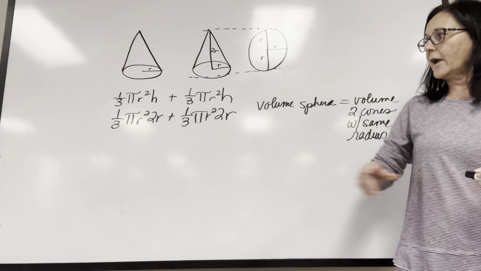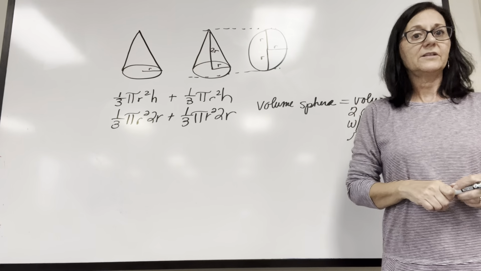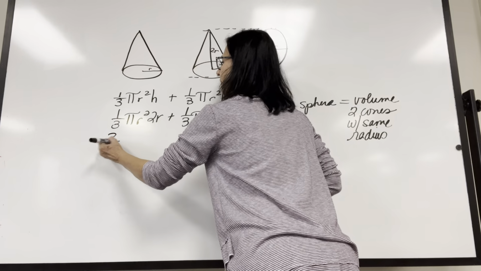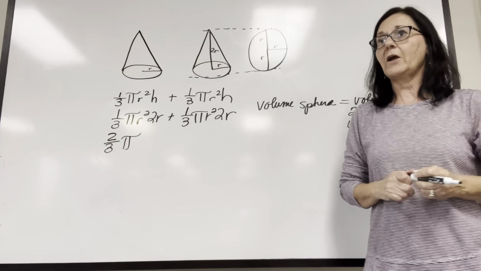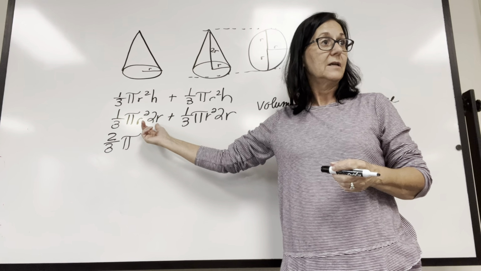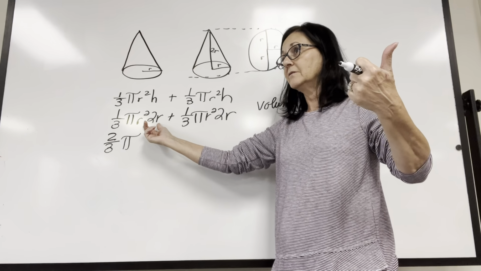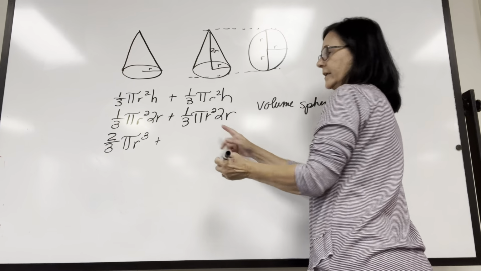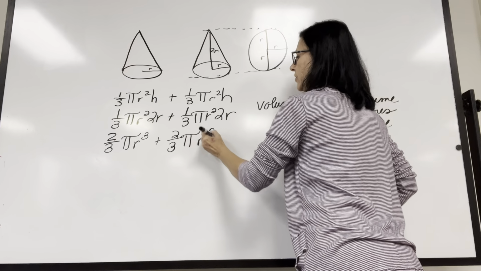We're going to multiply our constants, 2 times a third. You see what I'm about to do? We're going to multiply 2 times a third, so that we get 2/3 pi. What's going to be my exponent? It's going to be r cubed, because it's r squared times r, and when you multiply variables, you add the exponents. Again, do the same thing here. It'd be 2/3 pi r cubed.